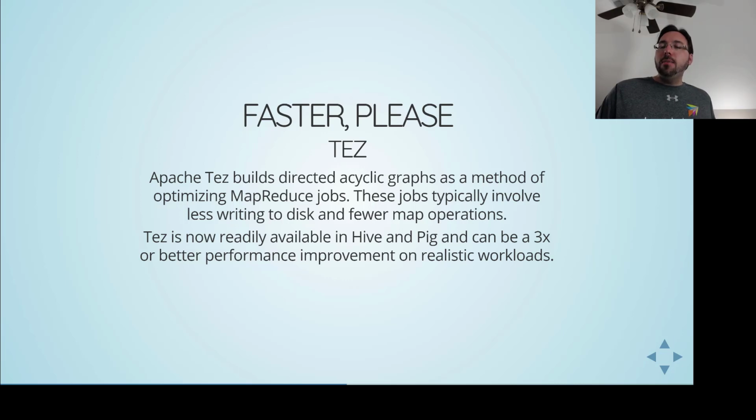If you go back to that image of what MapReduce looked like, every step along the way we're writing to disk. So we write that intermediate data, then we read that intermediate data, process it, write it, read it, process it, write it. With Tez, we're trying to do fewer of those operations.